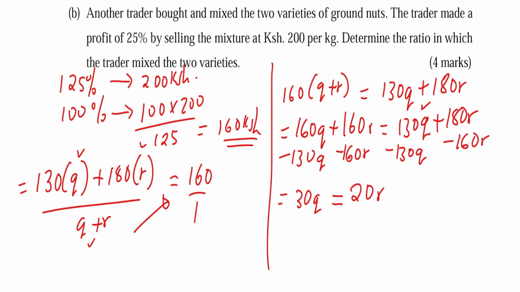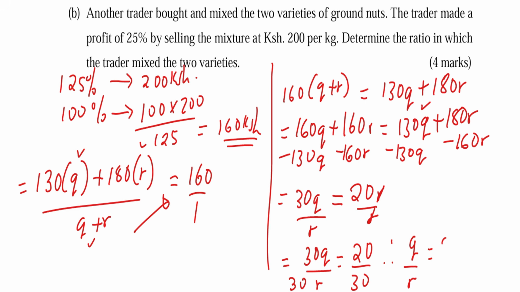So the next thing ni utafute ratio of Q to R. So let's divide by R first. Divide by R, which gives you 30Q over R equal to 20, kwa sababu R na R ishatoka. Then divide by 30. And therefore Q over R itakupa 20 is to 30. If you simplify it, itakupa 2 is to 3, which is ratio 2 is to 3. So Q is to R ni 2 is to 3. So this is the ratio.